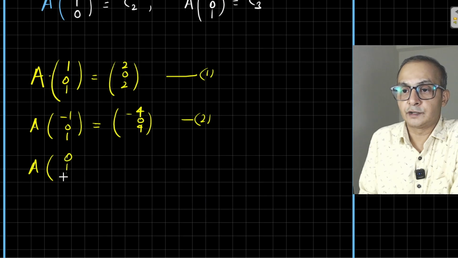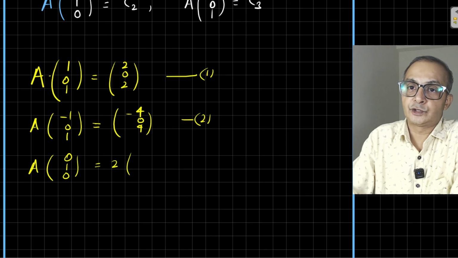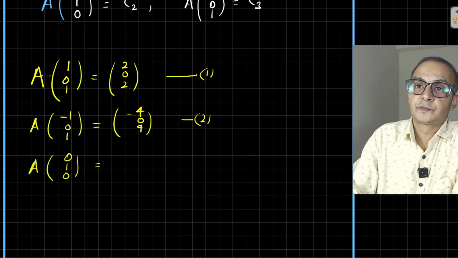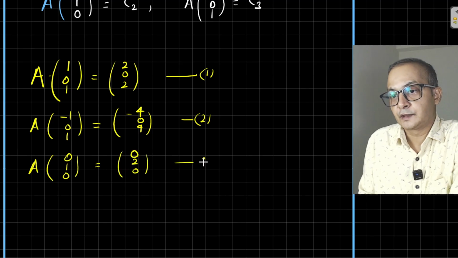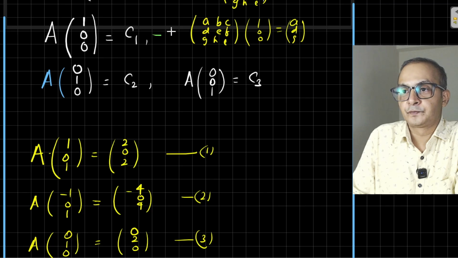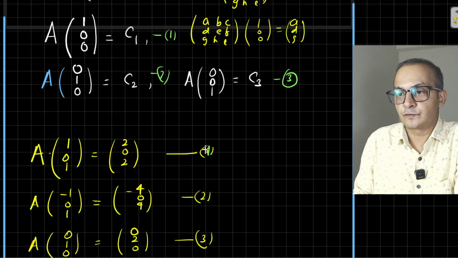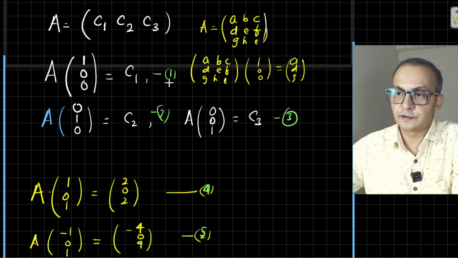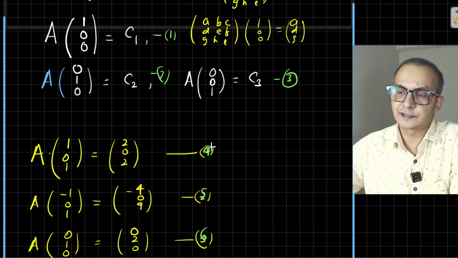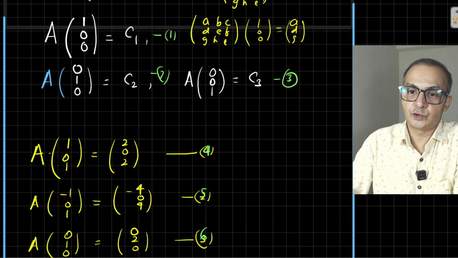So (0, 1, 0), and this is 2 times, let me multiply this 2 inside, so we'll get 2 times (0, 1, 0). So that is (0, 2, 0). That is the third one. Let's say these are 1, 2 and 3, and let's say these are 4, 5 and 6. So from 4, 5, 6 to achieve this 1, 2, 3 is a little bit tedious task. Can we achieve any of this 4, 5, 6 from 1 to 3?